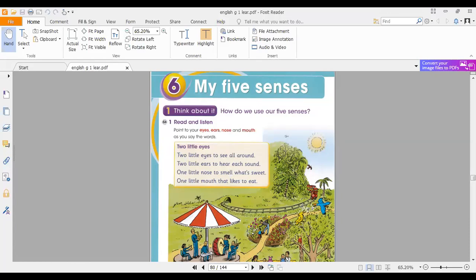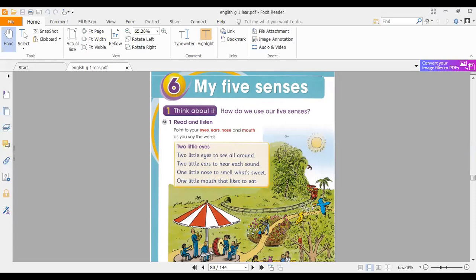Two little eyes. Two little eyes to see all around. Two little ears to hear each sound. One little nose to smell what's sweet. One little mouth that likes to eat.